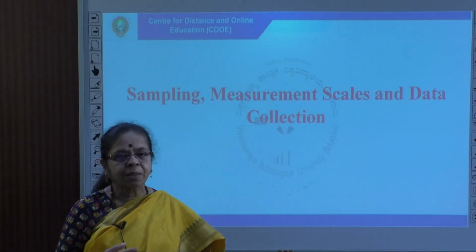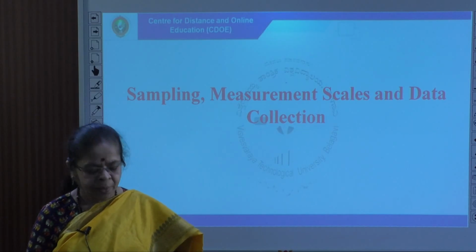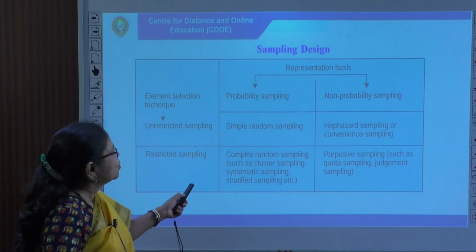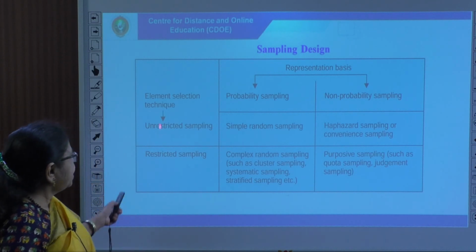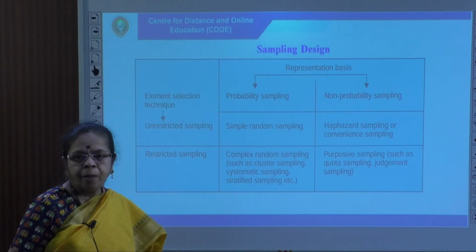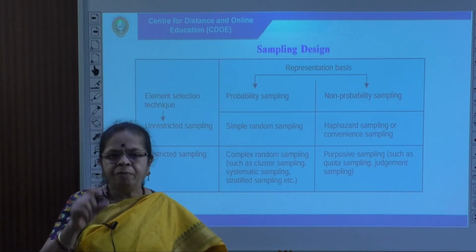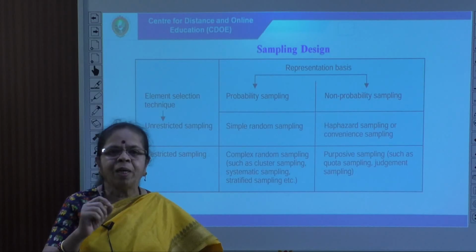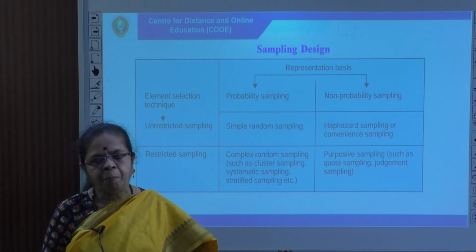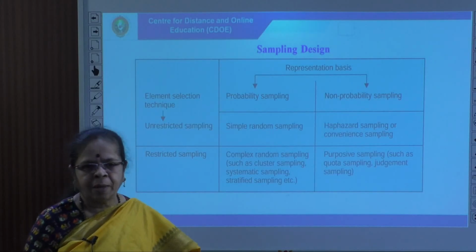What is the meaning of a sampling design? We will study the different types of sampling designs. So, this is a very concise table. In sampling you have probability sampling and non-probability sampling. The main difference is that in probability sampling, every unit has an equal probability of being selected for the study. In non-probability sampling, every unit does not have an equal probability of being selected for the study.